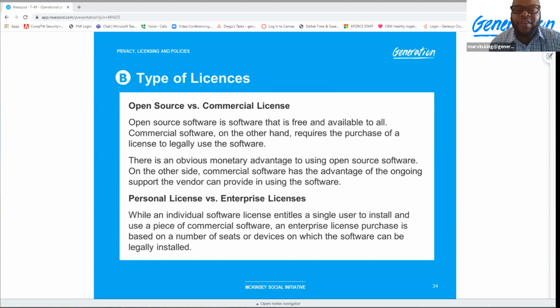Open source versus commercial license. We already know, just like with the software that we talked about with Linux and things of that nature, you have open source software, meaning it's free, and you have the ability to use it, manipulate it as you want, versus commercial licenses that you pay for, and you have either subscription or a set number. And that goes down to personal license versus enterprise license.